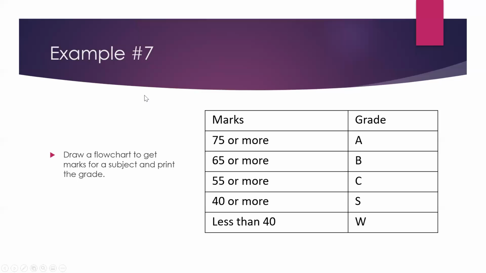Okay, so you can take down the flowchart if you are not. In this example, we are going to look at given marks. We get marks for a subject, and then we are going to print the grade. We are supposed to look at whether the grade is A, B, C, S, or W, depending on the marks you got, right? So this is exactly what we are trying to do. So let's take the whiteboard. We will draw the flowchart.